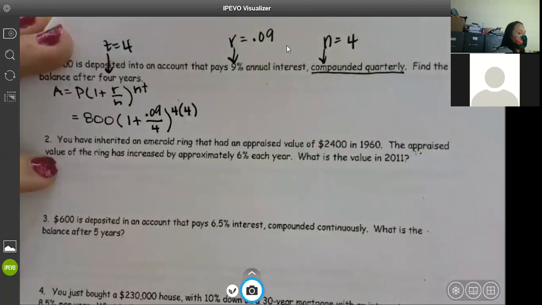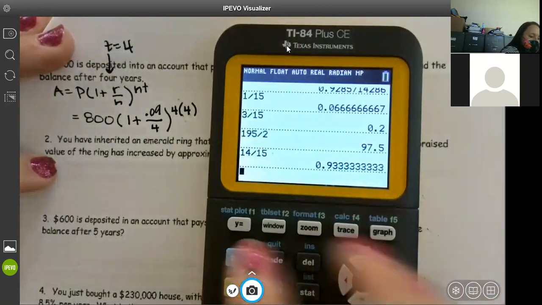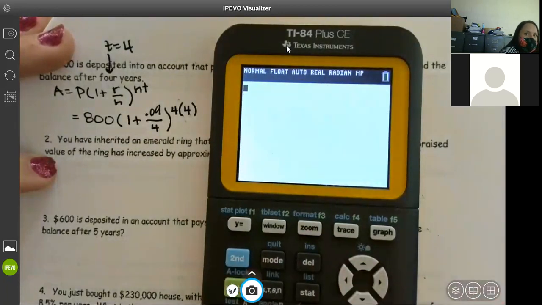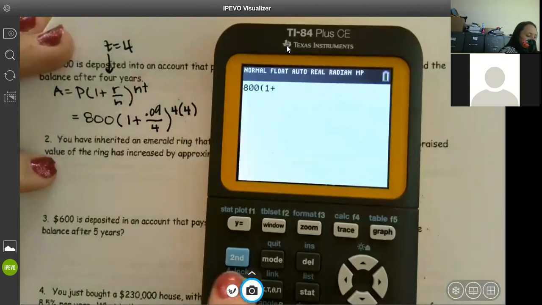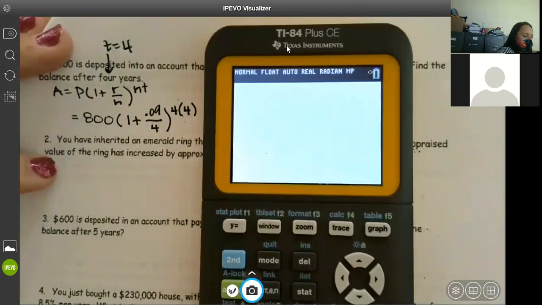Now we literally just put it in your calculator, guys. When you put this in your calculator, I would use the fraction bar. So 800, 1 plus, I do alpha y equals, so it puts that in there and I don't have to worry about it. 0.09 over 4. Close out your parentheses. To the 4 times 4. Literally all in your calculator at one time. Don't try to do some crazy maths.